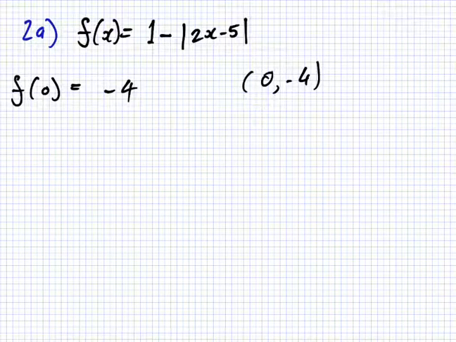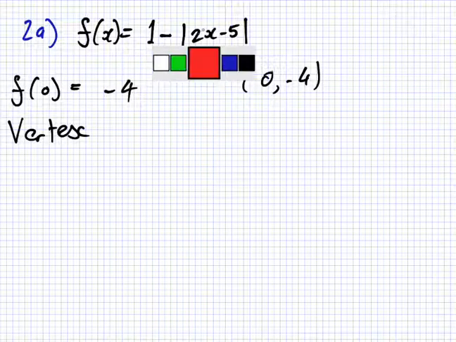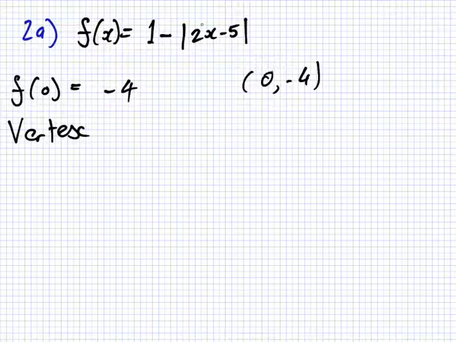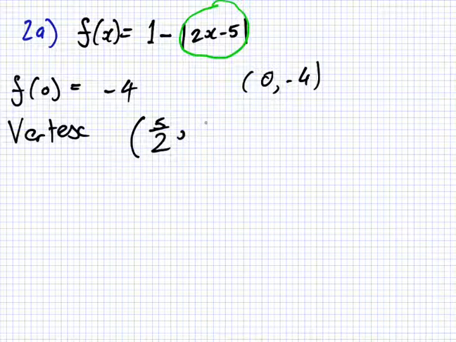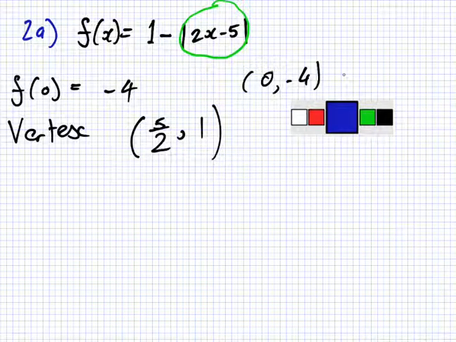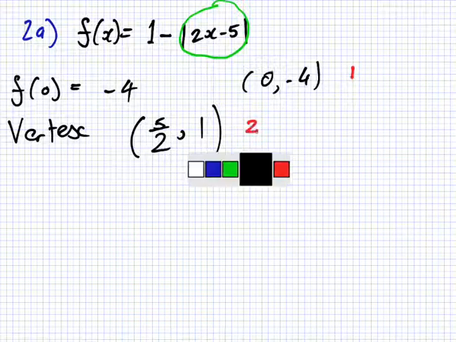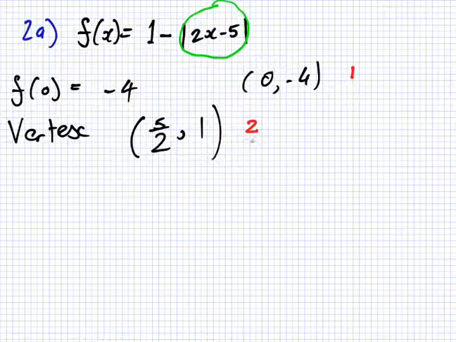Now, do you remember how to find the vertex? No? Vertex, turning point? Anybody? No. That's when this piece equals 0. So that is when x is 5 over 2 and y is 1. So that's my second point. Point 1, point 2. And then point 3 and 4 is where it crosses the x-axis.